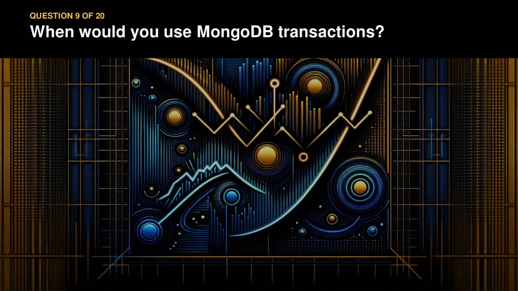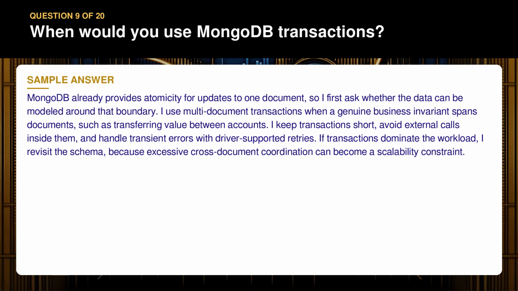Question 9. When would you use MongoDB transactions? MongoDB already provides atomicity for updates to one document, so I first ask whether the data can be modeled around that boundary. I use multi-document transactions when a genuine business invariant spans documents, such as transferring value between accounts. I keep transactions short, avoid external calls inside them, and handle transient errors with driver-supported retries. If transactions dominate the workload, I revisit the schema, because excessive cross-document coordination can become a scalability constraint.